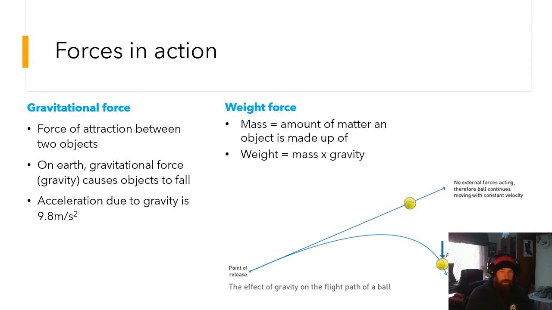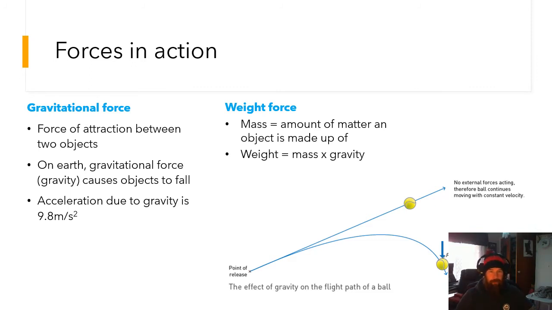Gravitational force is the force of attraction between two objects. So on Earth, gravity is the result of us falling down and hurting ourselves, because if we're overbalanced and we trip over, gravity is what's going to bring us down to the ground.